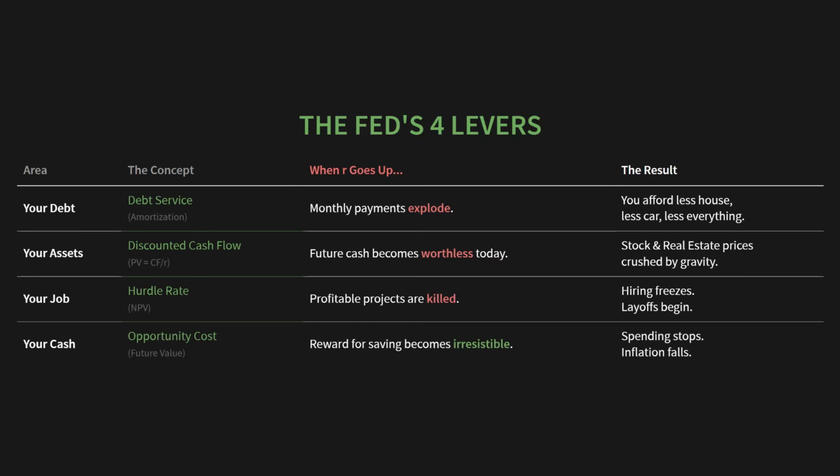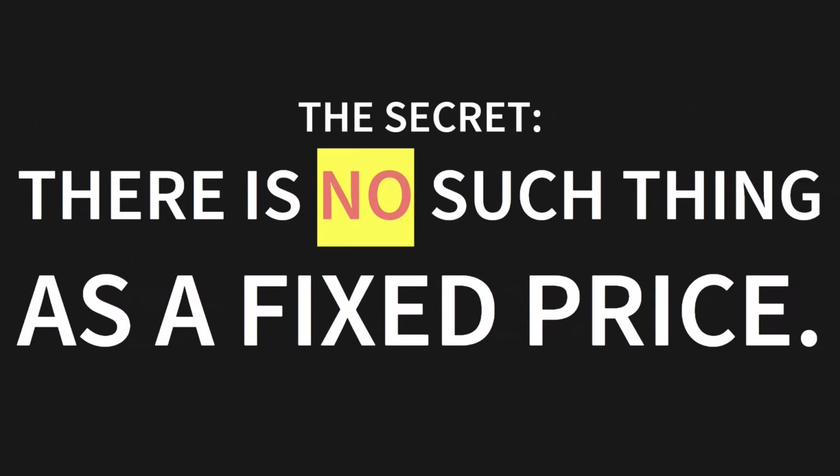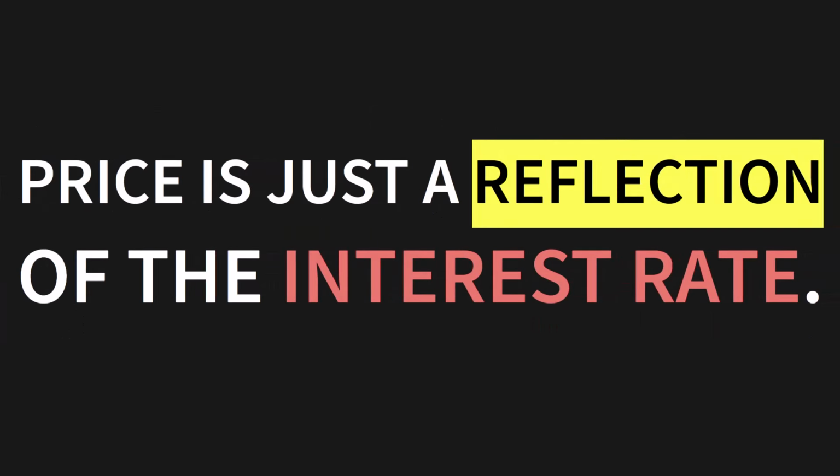And finally, your cash. The concept is opportunity cost, or what we called future value. When rates go up, that reward for saving becomes irresistible. And what's the result? You stop spending. Everyone stops spending. And inflation falls. And this all reveals the big secret. Are you ready for it? There is no such thing as a fixed price. A price is just a reflection of the interest rate.